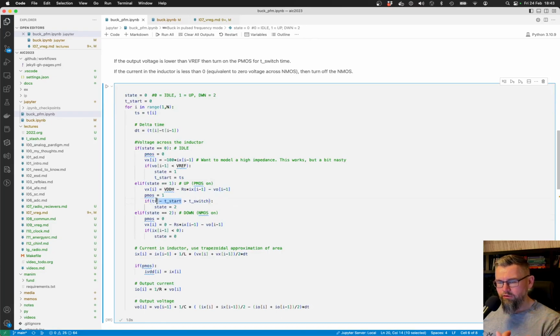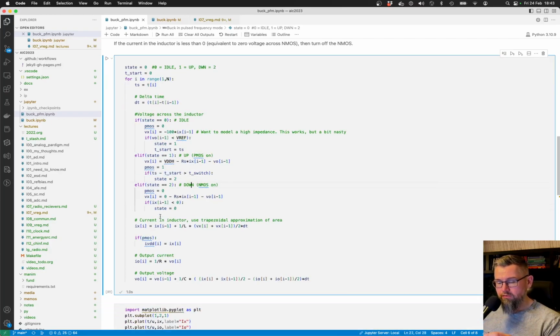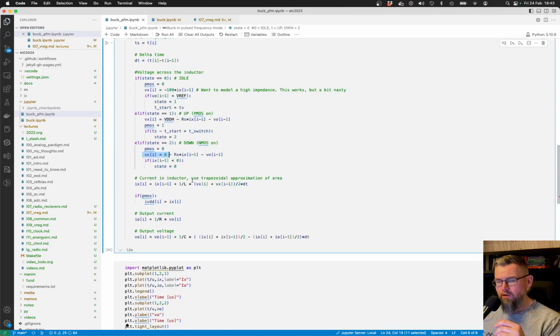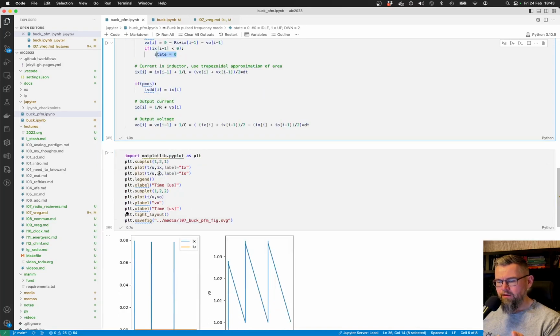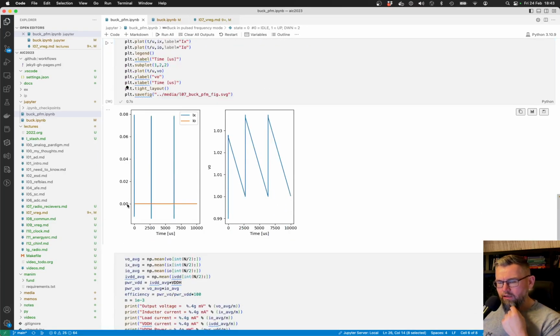And then after a certain time has elapsed, given by T-switch, we switch to the last state, where we turn on the NMOS, and the voltage across the inductor is now, well, you have ground on one side, so it's just minus VO. And then when the current drops to 0 or below 0, we transition back to idle. And then you can see, for a very brief moment, we charge the inductor, and then the current goes down to 0 again, and it creates this sort of ramp.